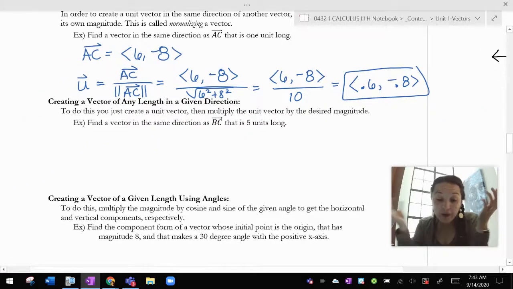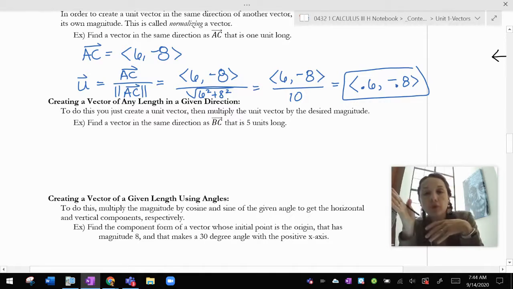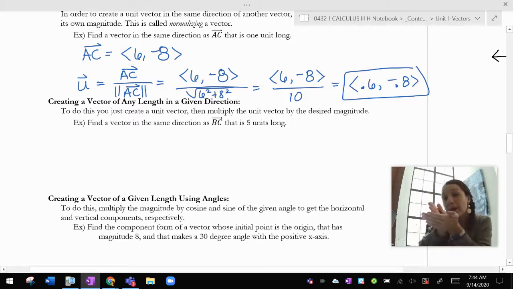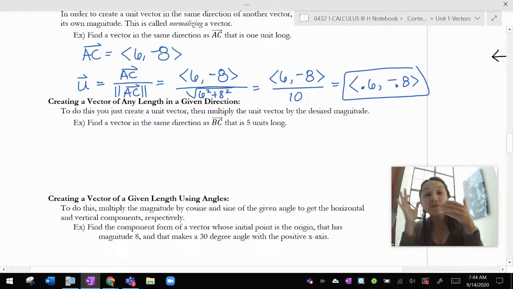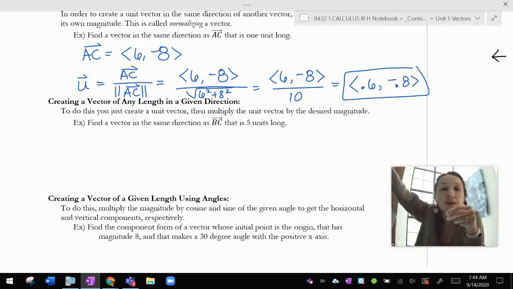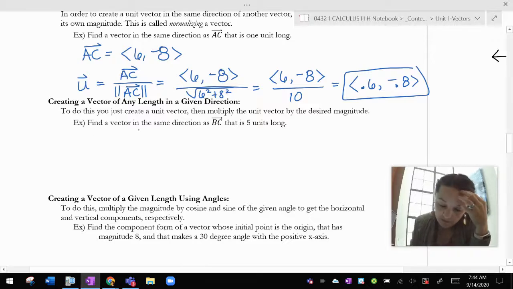All right, creating a vector of any length in a given direction. So let's say I know what direction I want to go, but I need to go 10 units in that direction. Well, the easiest way to do that is to create a vector that goes 1 unit in that direction and then multiply it by the magnitude you want it to have. So if I want a specific direction and a specific length, you're going to take your original direction, divide it by its magnitude to shrink it down, and then stretch it as many times as you need to. So it says find a vector in the same direction as BC that's 5 units long.